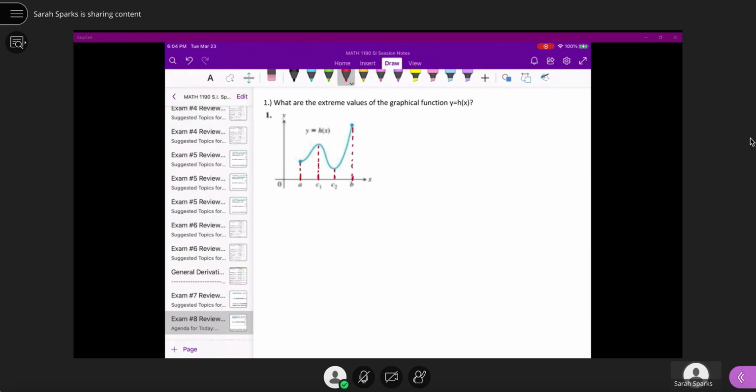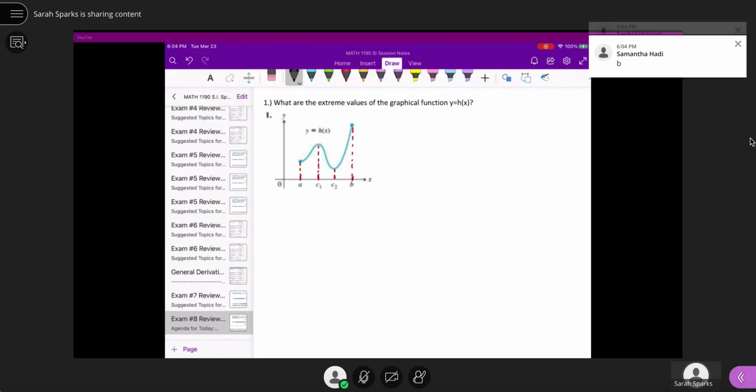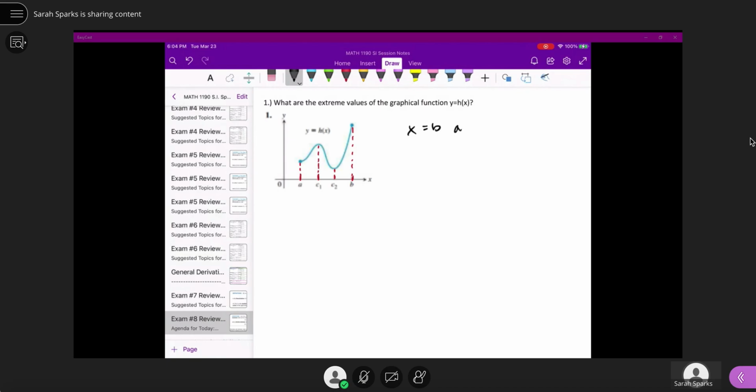Now, just looking at this, from what you know about absolute mins and absolute maxes, what would be the absolute maximum value for this problem? It's not a set value, but how could we write that? B? Yeah. x equals b is our absolute maximum. I would write x equals b as the absolute maximum, but you can also write it as y equals h of b. So I would write both.